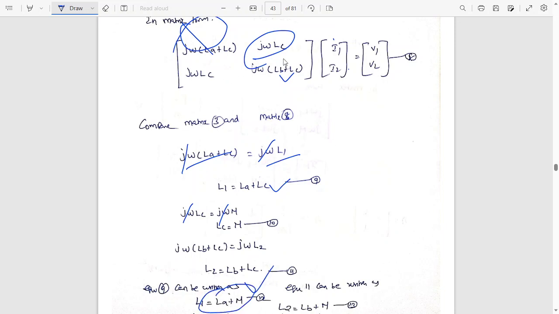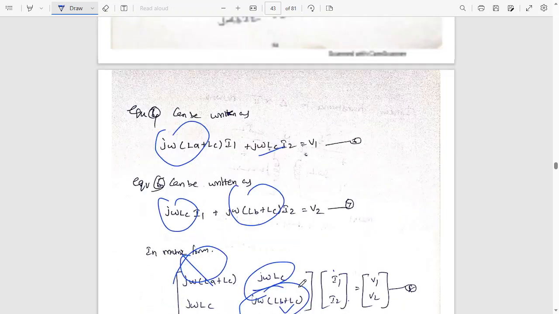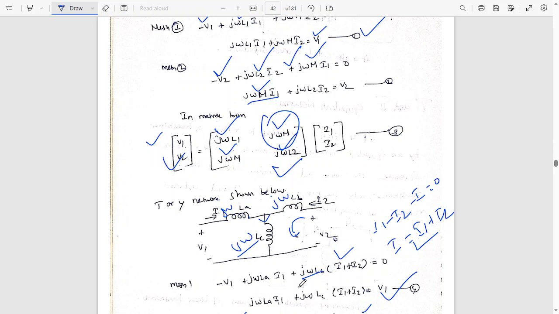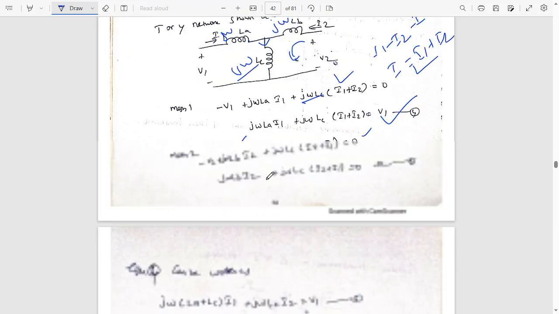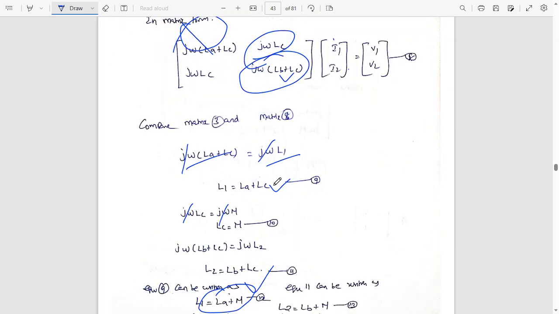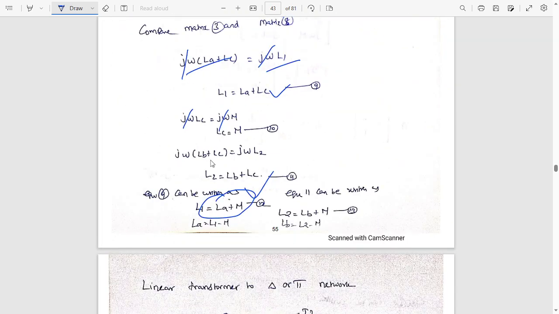Next, this needs to be compared. j omega (LB plus LC) is equal to what? j omega L2. Just equate it as it is. I can cancel the j omega on both sides, and we get L2 equal to LB plus LC. We know LC is equal to M. So L2 equals LB plus M. So LB is equal to L2 minus M. This is the final answer.